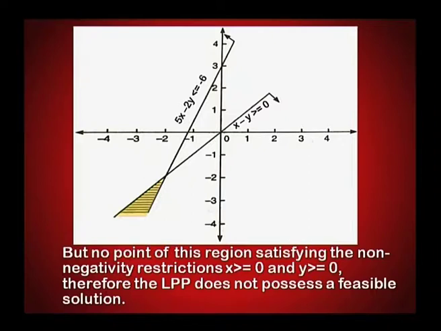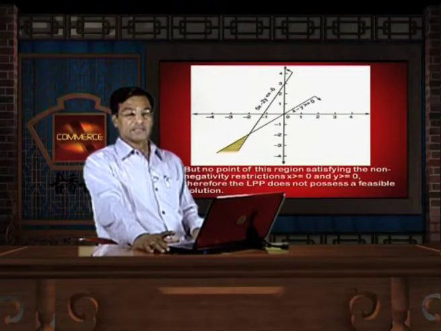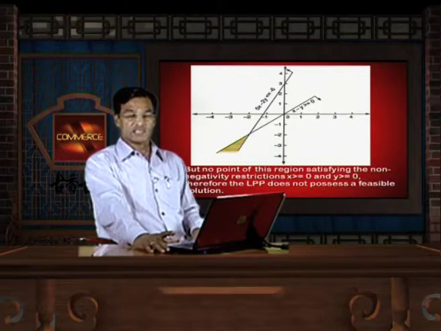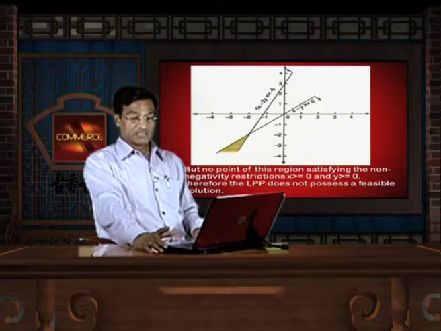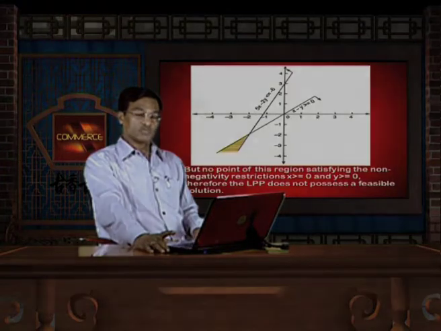In this figure, the two inequalities represented by 5x minus 2y less than or equal to minus 6 and x minus y greater than or equal to 0, these two are in opposite directions. Therefore, there is no feasible region in the positive quadrant, that is, satisfying the non-negativity restriction. So, this LPP does not possess a feasible solution.